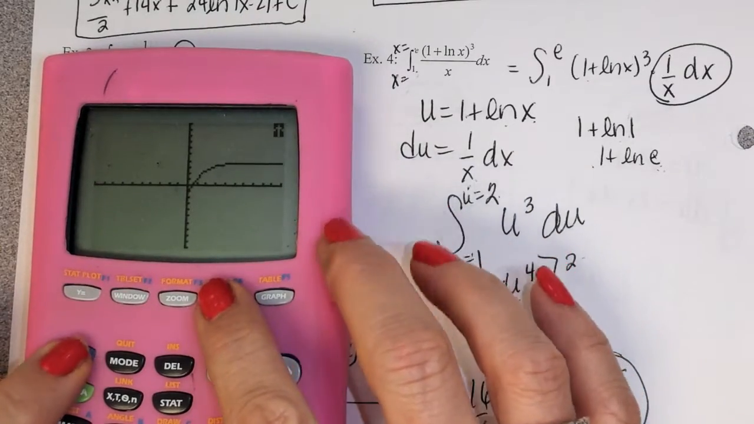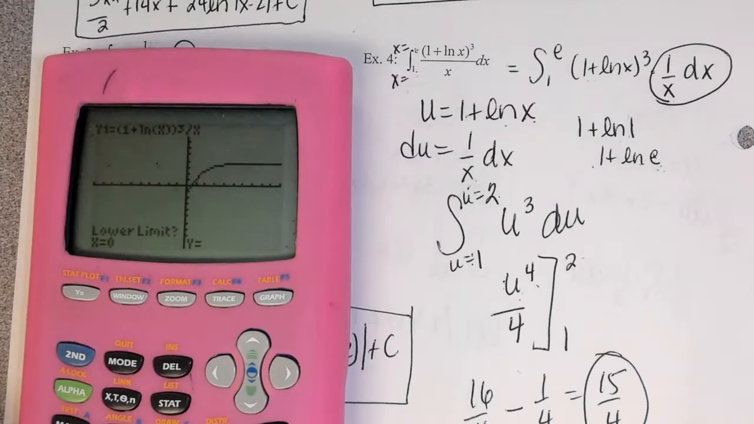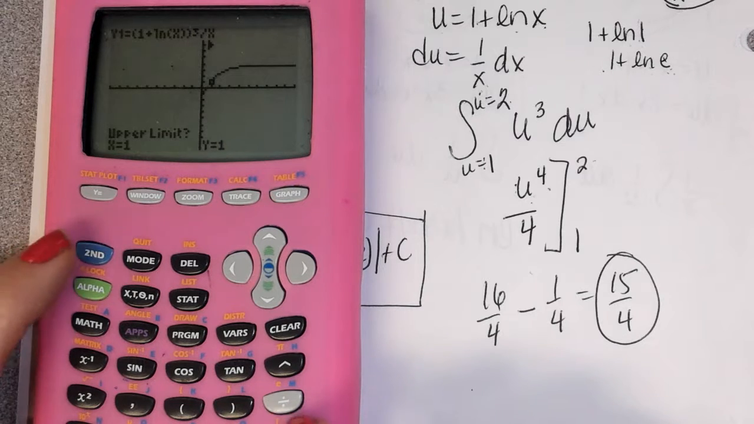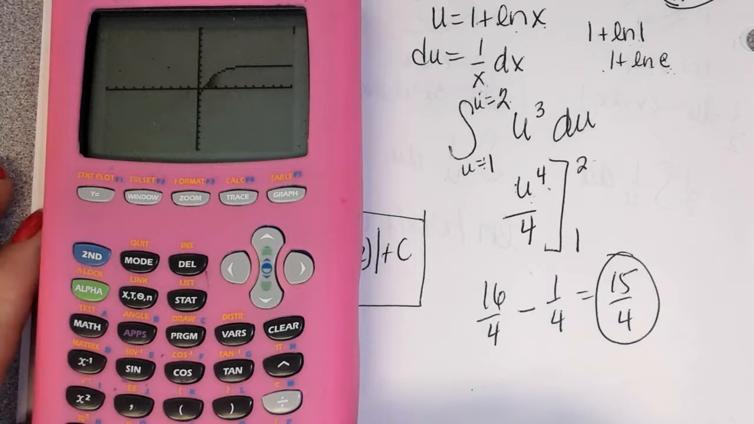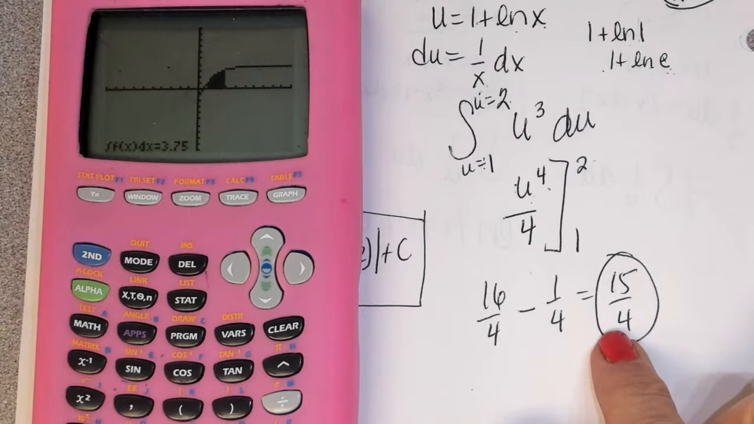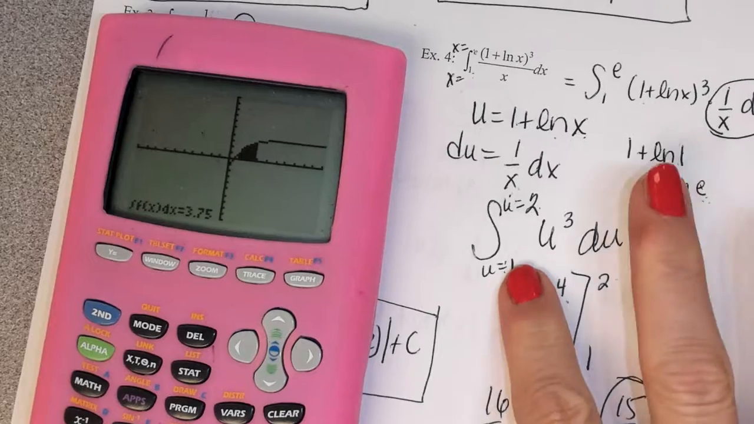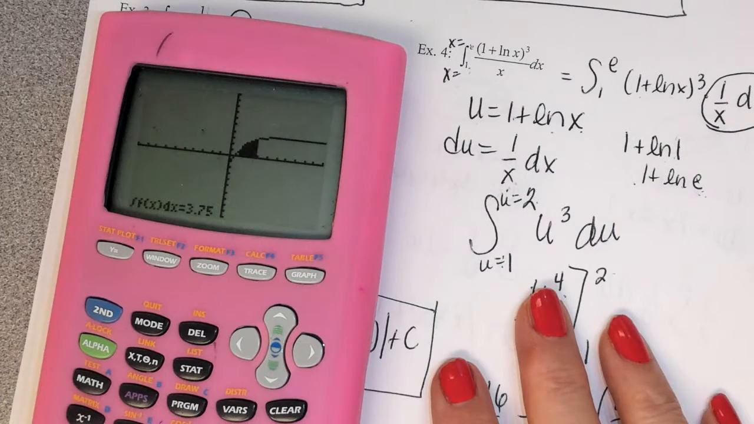I go second trace. I want to find the integral from 1 to e. E is right here above the division symbol. So I can push second to get to that. So 1 to e, and it tells me the answer is 3.75. That's the same thing as 15/4. 3.75. You should never miss a definite integral because you can check it on your calculator. Okay?